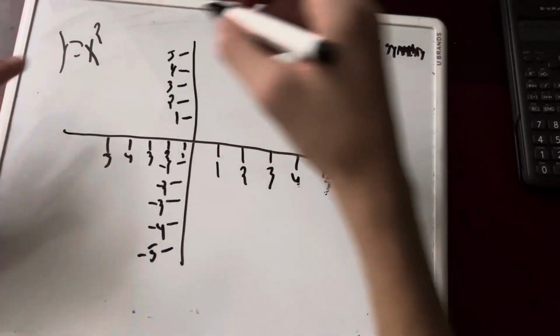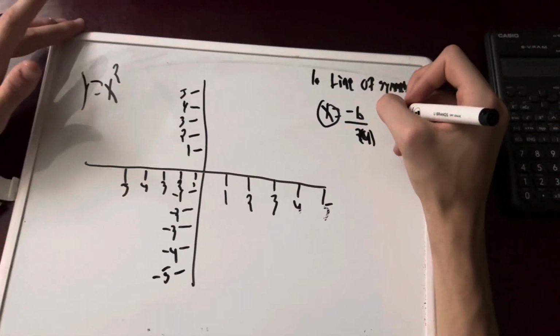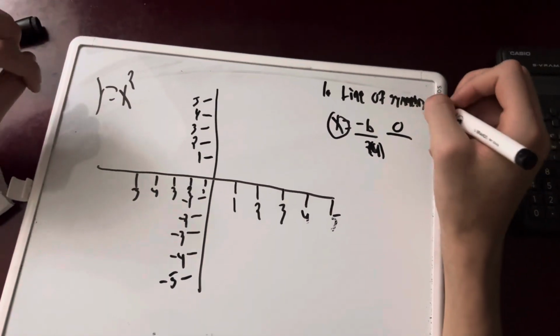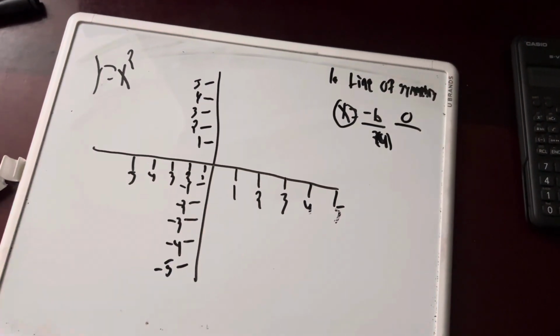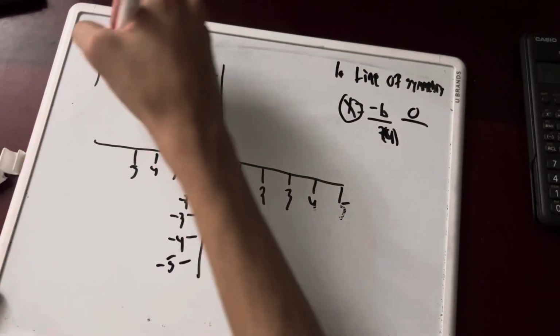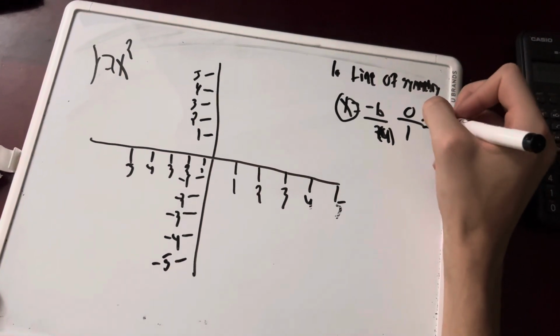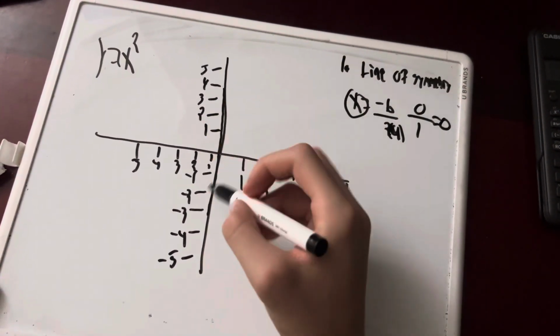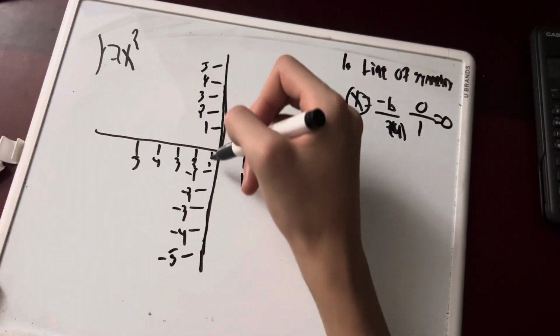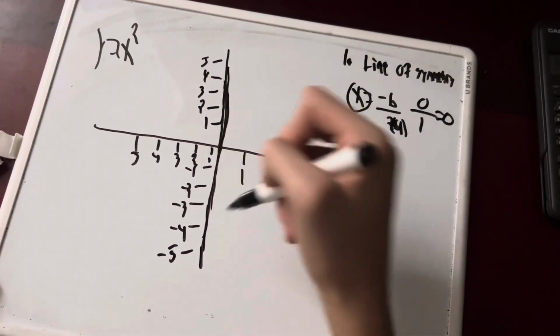So what is our b in this case? Our b is 0. What is our a? As we identified before, our a here is 1. So this is going to be 0, and our axis of symmetry is going to be here. We usually draw a dashed line, and it's going to be on the y-axis.